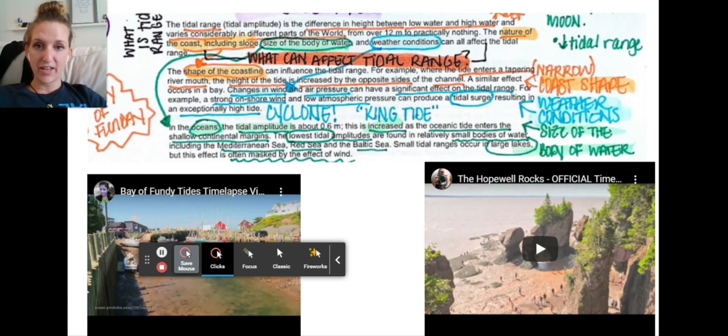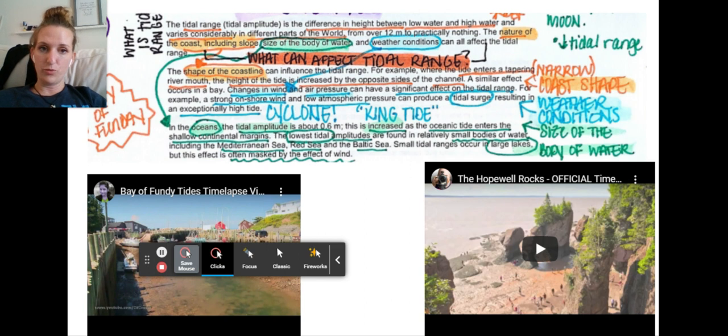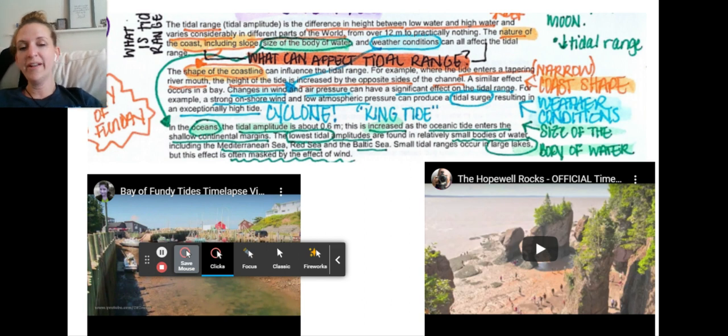And this bottom one, the size of the body of water. In oceans, the tidal amplitude or tidal height is really high as it enters your continental shelf, the continental margin, when it starts to come onto the continent. But the lowest tidal amplitude would be really small bodies of water like the Mediterranean Sea.